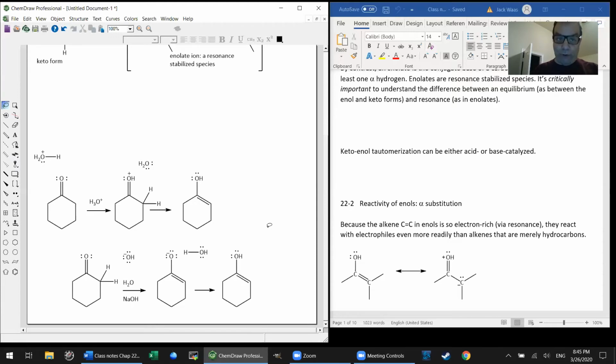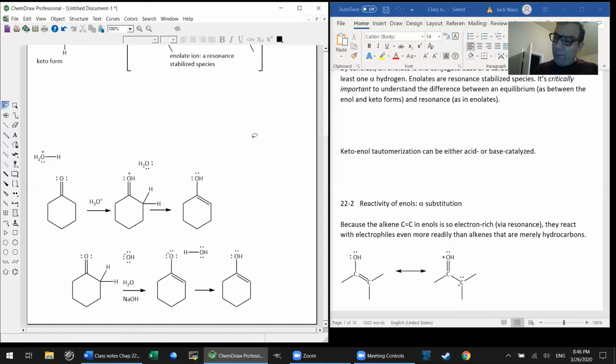Both ways work. We just need to be sure that, first of all, we always look at what we're given, so we make sure that our mechanisms make sense. And then after looking at what we're given, we're careful to show only species and intermediates that make sense. Remember, in acidic solution, we don't want to see any strongly basic anions, right? No hydroxide, no alkoxides, no carbanions, no NH2-, nothing like that.